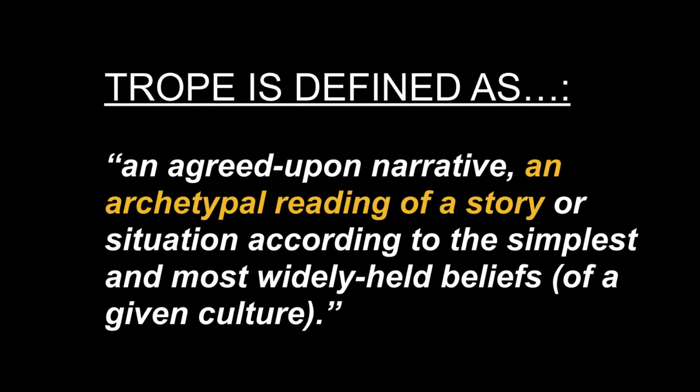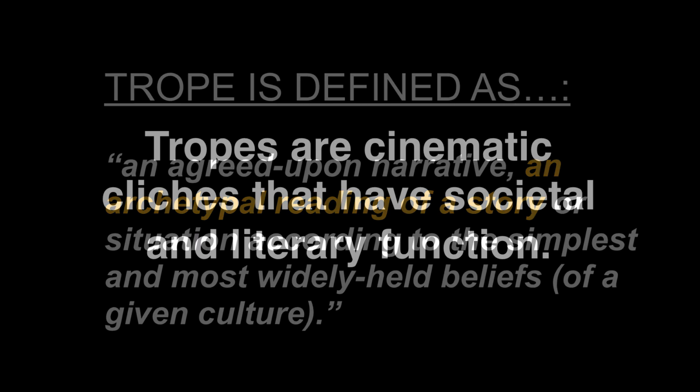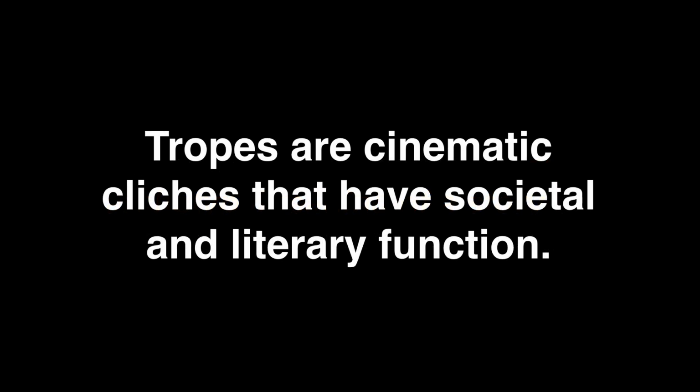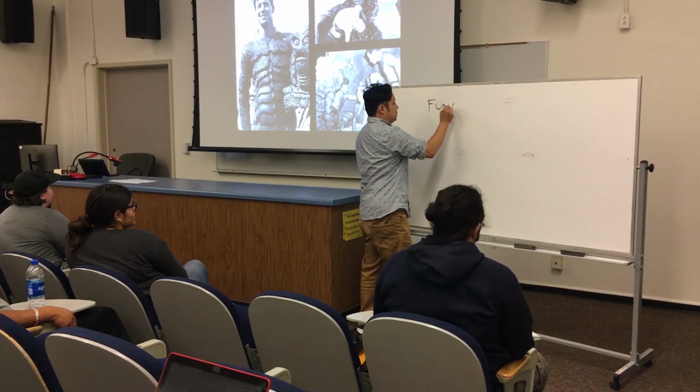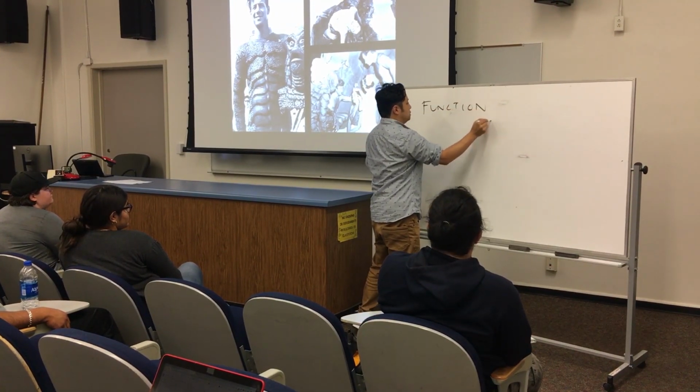It's a device that artists always go to, or seemingly they keep repeating the same idea because there is a shorthand that has been developed over time that works for audiences as far as a teaching tool. And you could say that tropes are cinematic cliches that have societal and literary function. And by function, I mean, what does it serve for society?